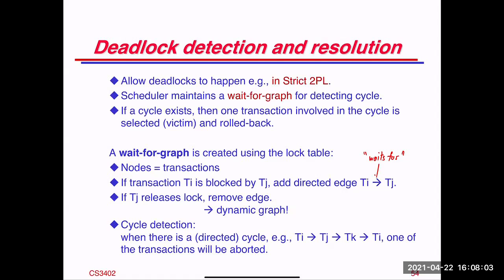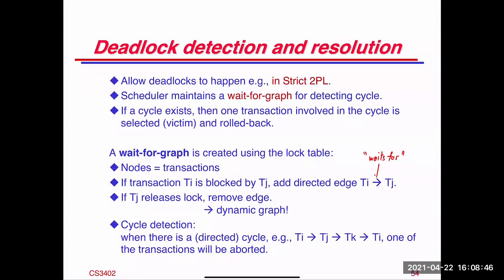Now, if Tj releases the lock, then we're removing that edge, because now Ti no longer waits for Tj. What this means is that this wait for graph may change over time. It's a dynamic graph in the sense that its edges may change as you progress your transactions. Initially, if you look at your wait for graph, it will just consist of the nodes without any edges, because no one is holding any locks yet, so no transaction is waiting on any other transaction. As you start executing the operations, you will add more edges, you might remove some, and at some point, you might detect a cycle.